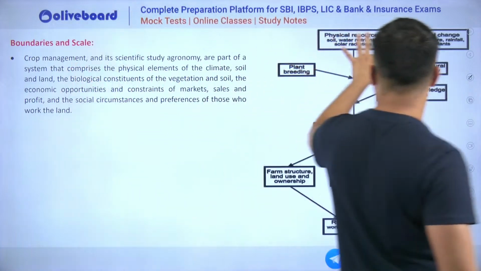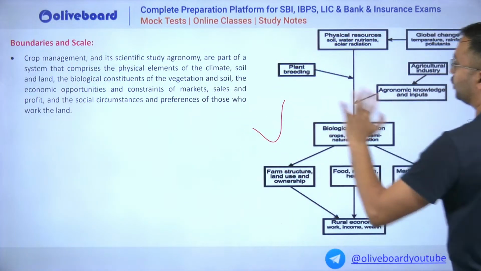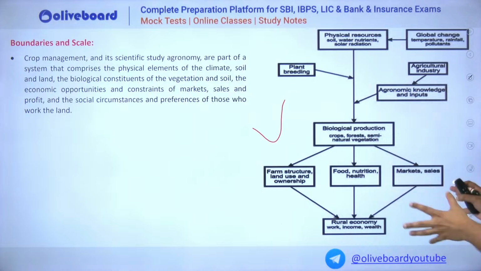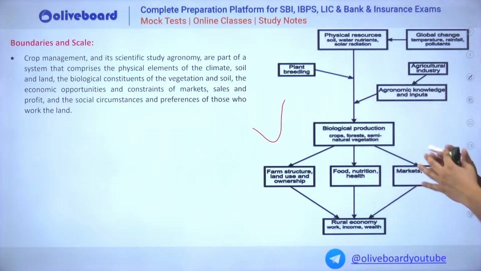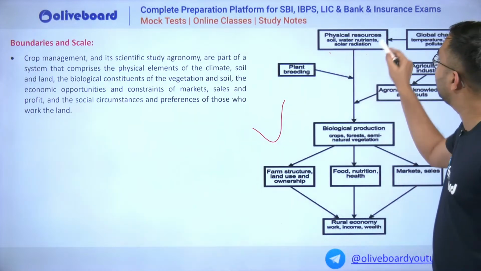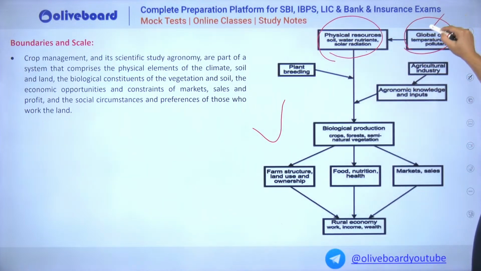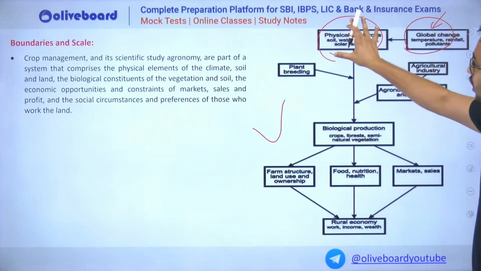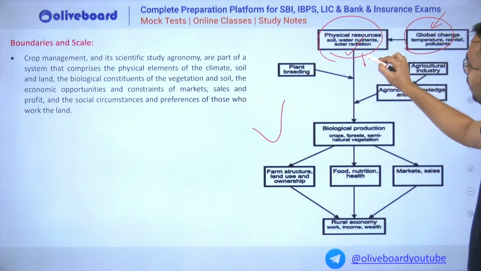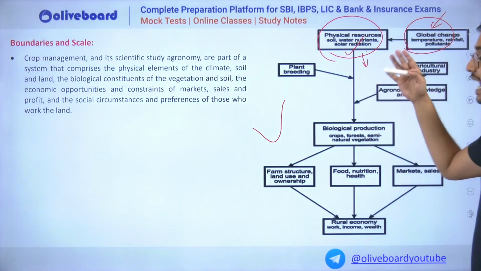Here you could see, this is a flowchart which shows you how agronomy can improve your overall farming and rural economy. So for example, physical resources are there. How these physical resources are affected by global climate change. Now as these physical resources are affected, these physical resources may not be available at optimum level.